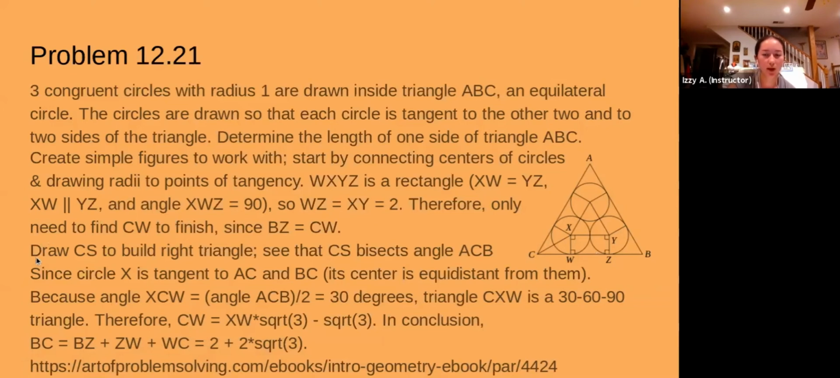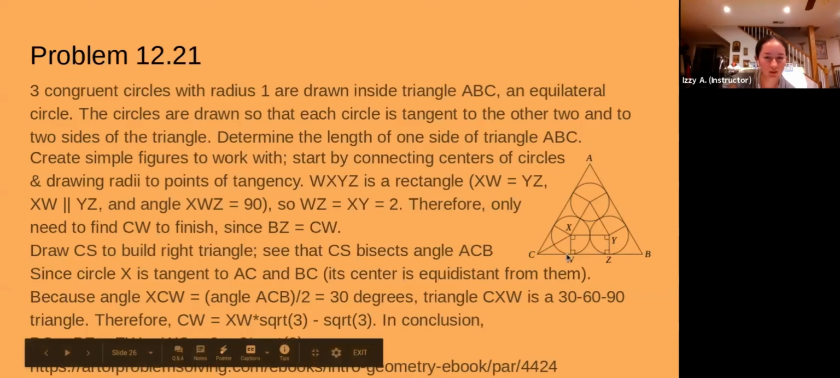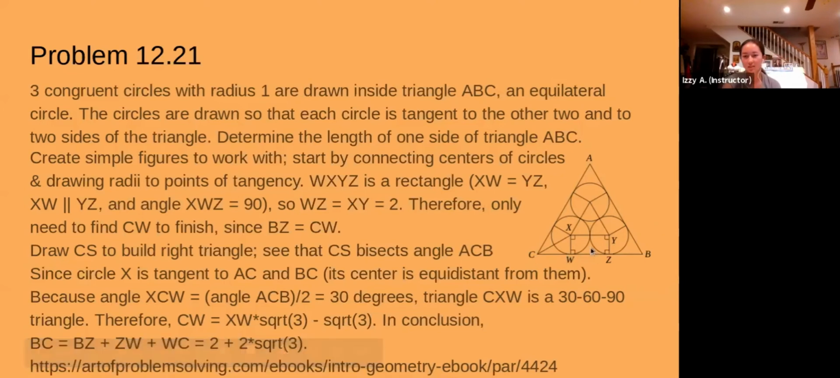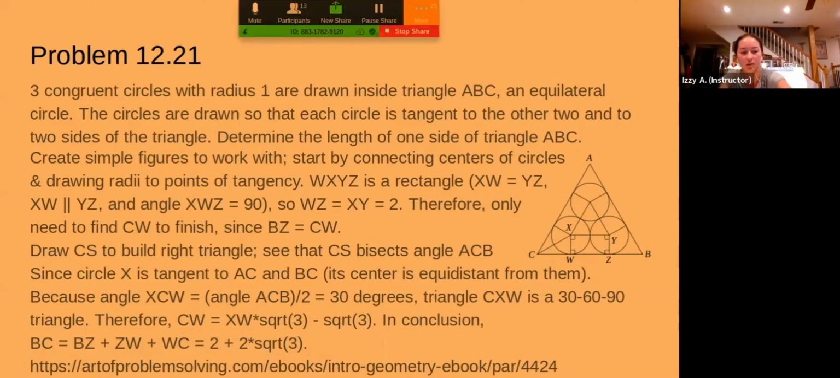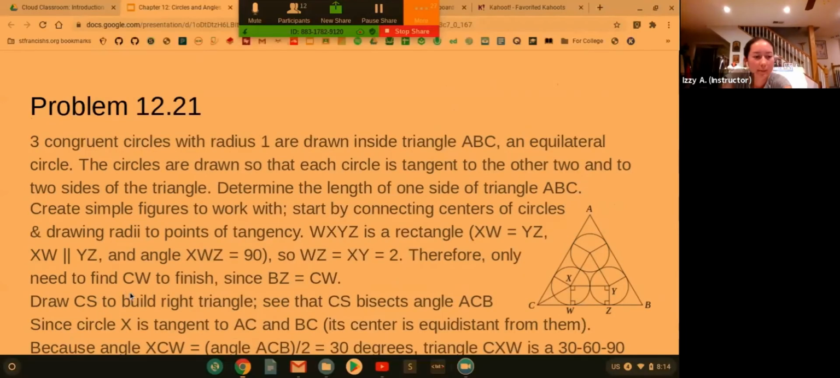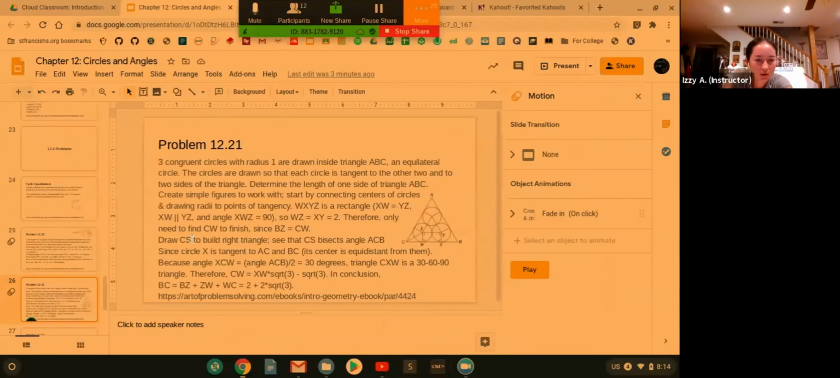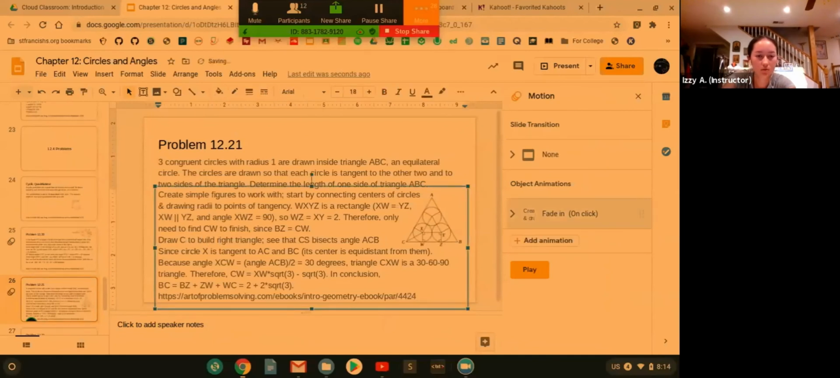So what we're going to do next is draw CS. Wait, no. Hold on, I'm trying to figure out where I made a mistake. Sorry, okay, yeah, it should be CX, not CS. Okay, so here, let me change that. Okay, there we go.